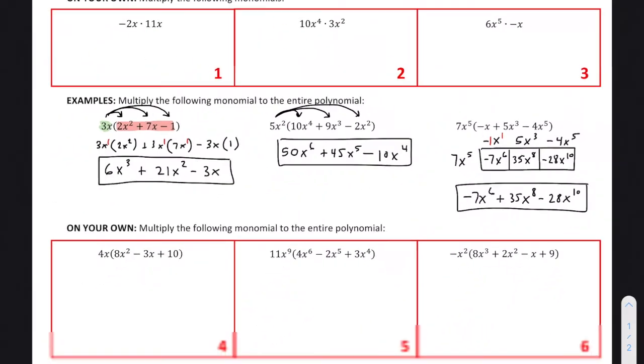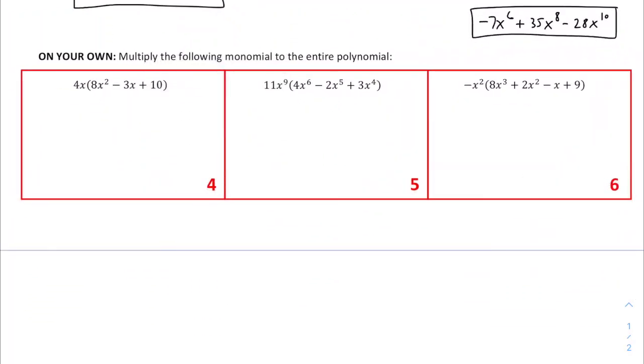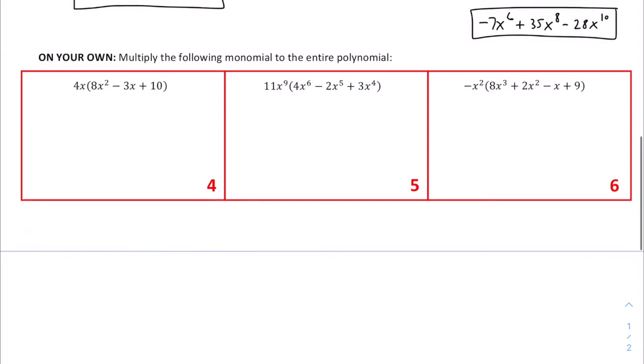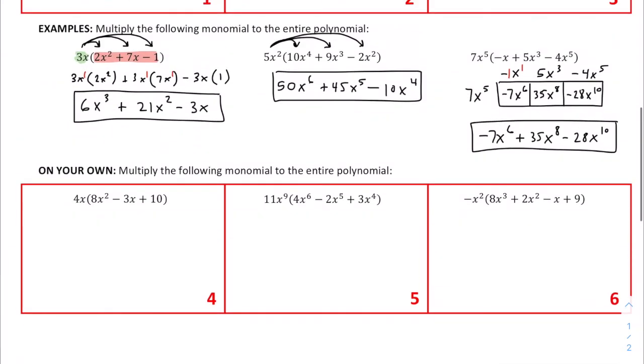Okay, so you have 3 to try on your own here. Don't let this last one confuse you. It has 4 terms inside the parentheses, so that is no longer a trinomial. That is now just a polynomial, because poly just means many.